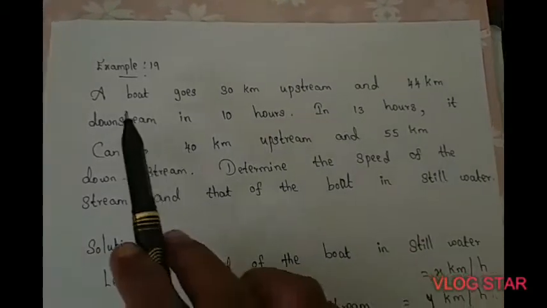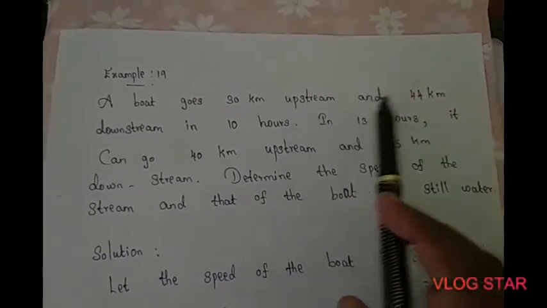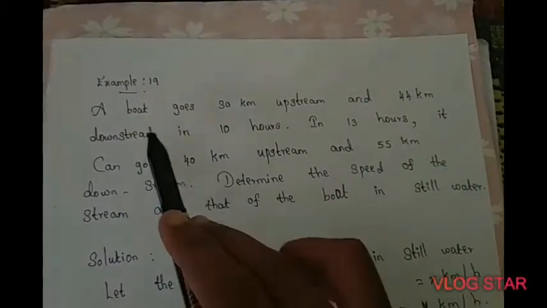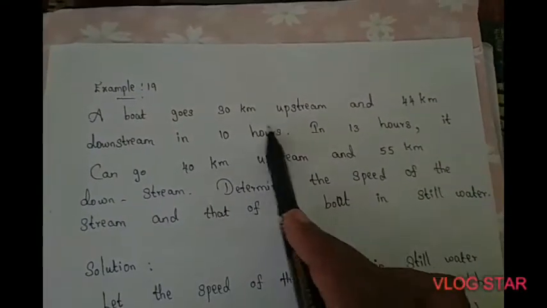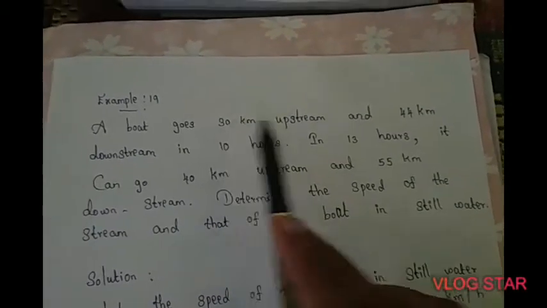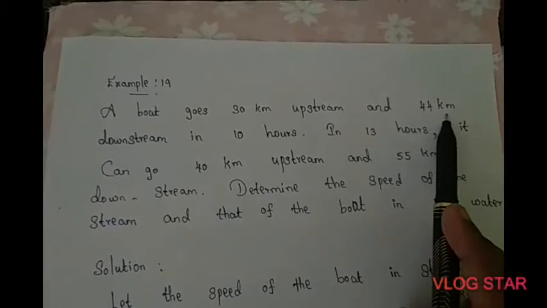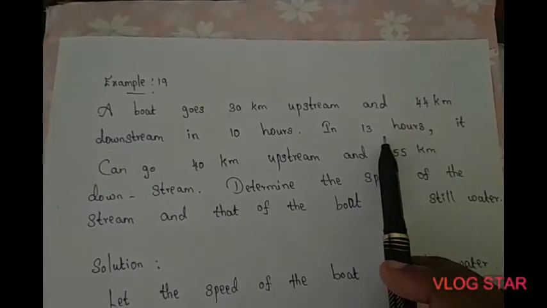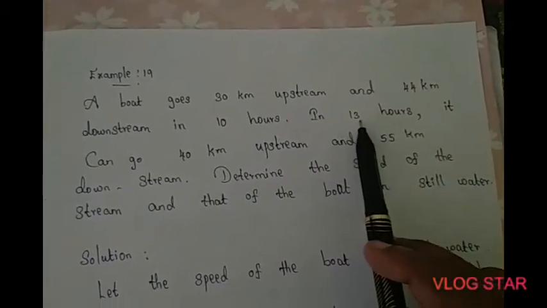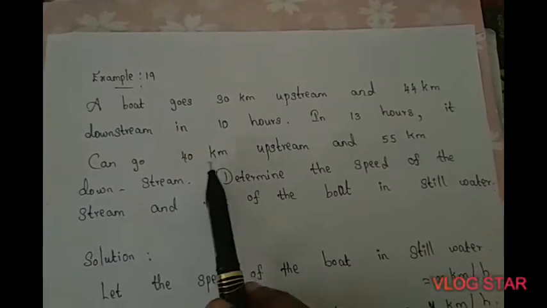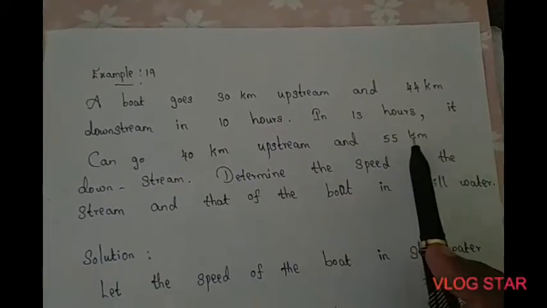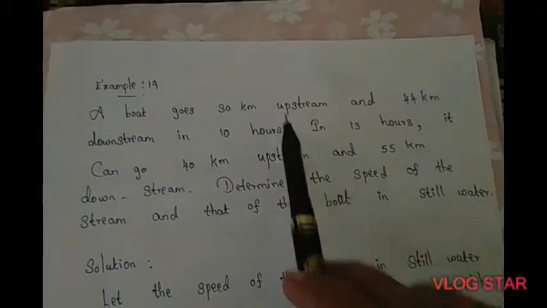What is given? A boat goes 30 km upstream and 44 km downstream in 10 hours. Okay. Then upstream and downstream distances of the boat are given and the total time is 10 hours. This is the first condition. For upstream, 30 km, and for downstream, 44 km is given. In the next case, in 13 hours, the total time is 13, the boat can go 40 km upstream and 55 km downstream. Okay, then two cases are given.